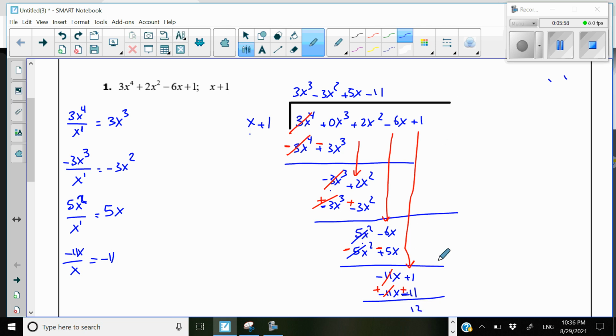There is nothing else that I can bring down. Also, the degree of the remainder is 1 less than the divisor. That means I'm done and there is no step to do anymore. So I got my answer. The quotient is 3x cubed minus 3x squared plus 5x minus 11. And the remainder is 12.